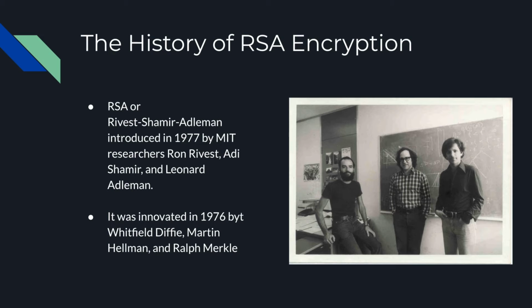And a little bit of history of RSA encryption: three colleagues, who were researchers and professors at the time at MIT, Ron Rivest, Adi Shamir, and Leonard Adleman, are why it's called RSA, because they put their last names together, Rivest, Shamir, and Adleman, in 1977. But originally, they got the idea from a year before, from the group of Whitfield Diffie, Martin Hellman, and Ralph Merkle in 1976. That's where it originally came from.